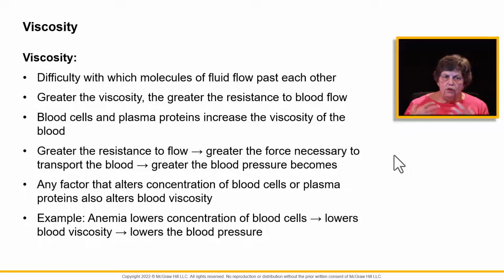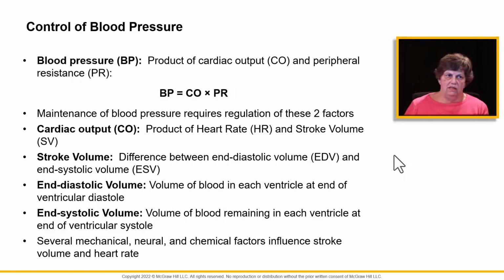So your blood cells and your plasma proteins can increase the viscosity. There are diseases that increase the viscosity, make the plasma proteins more viscous. A greater amount of blood cells can increase it. If you have an anemia, it lowers the concentration of blood cells, so it lowers the blood viscosity, so it lowers the blood pressure. Okay? So any factor that alters the concentration of the blood cells or the plasma proteins alters the viscosity.